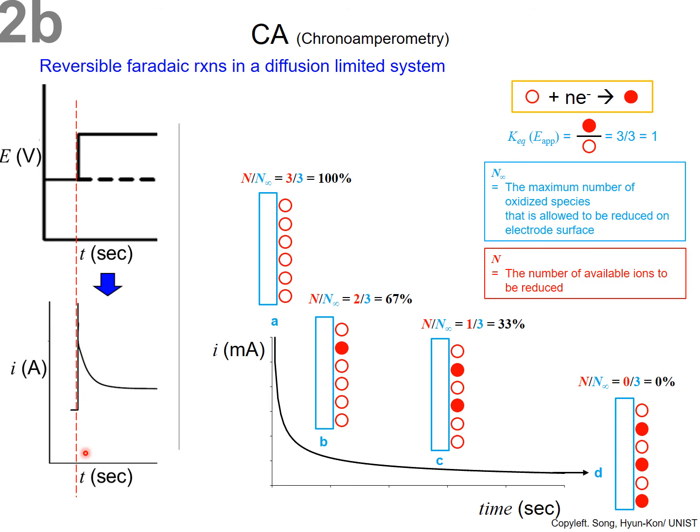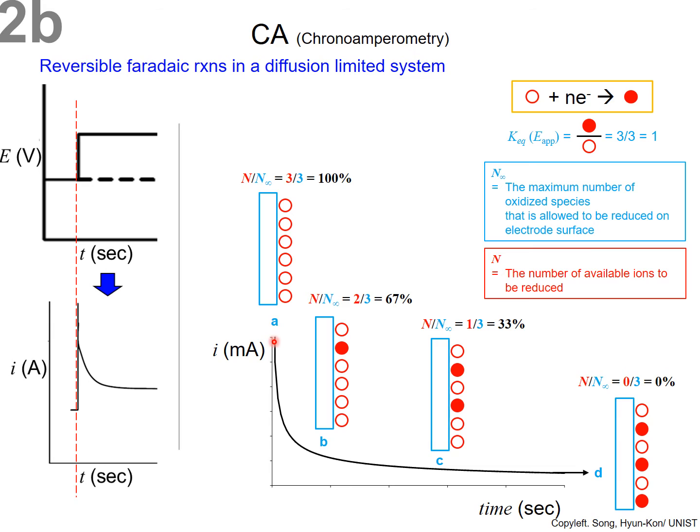Then the result would follow a similar behavior shown in the non-Faraday process. Again, at time equal to 0, we have a very large current, and then the current decays along time like that. So why can we expect this kind of current time function for the Faraday processes or for chronoamperometry? Actually, almost similar situations would explain these current time curves.